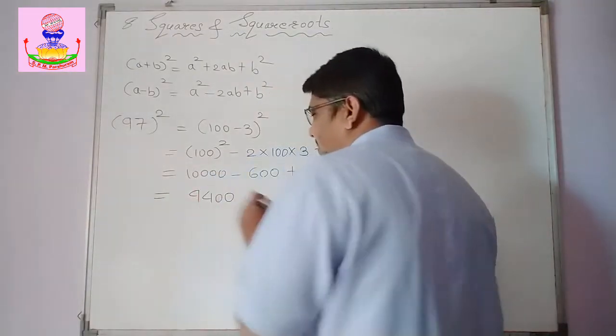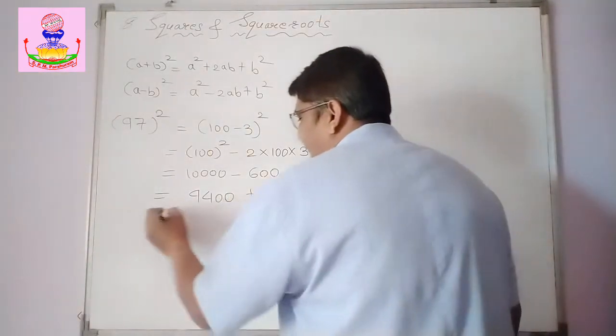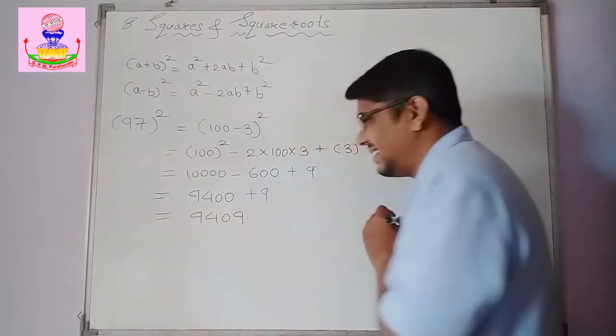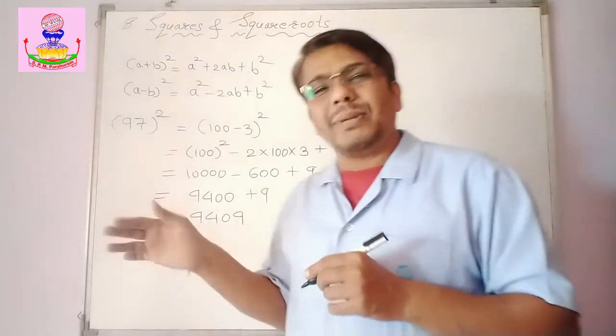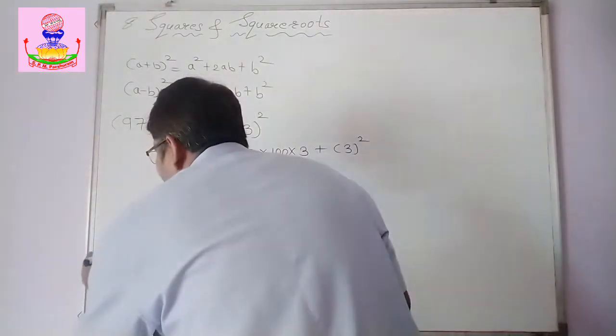Oh yes, of course, 9,400. You are right. Plus 9, and so that comes out to be 9,409. Am I right? Yes. Now, can I do it orally? We can. I'll show you.